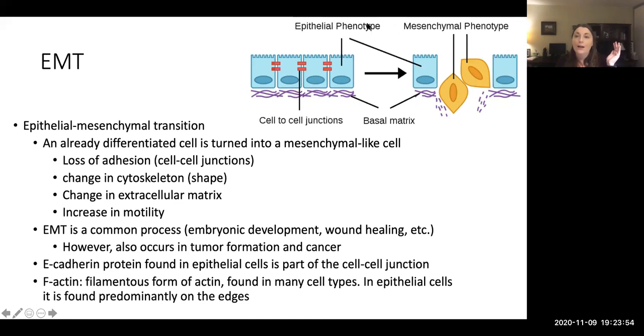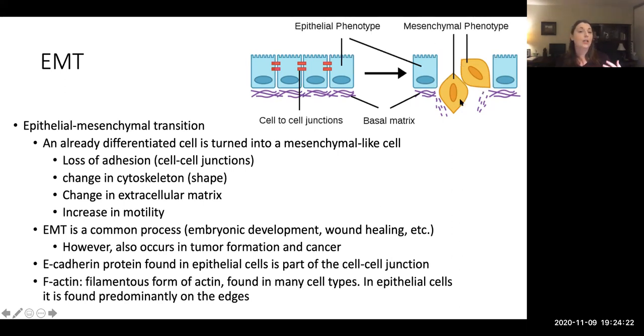Then you have, oops, lost my picture. Then you have, under certain conditions, these cells can be transformed to become like mesenchymal cells, which changes the shape. It breaks those cell-to-cell junctions. The matrix is different. You notice that. And so you have a completely different phenotype in these cells.